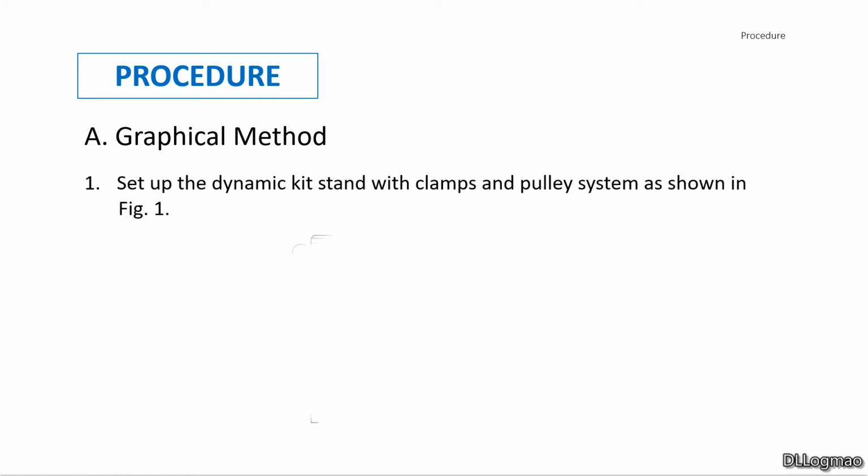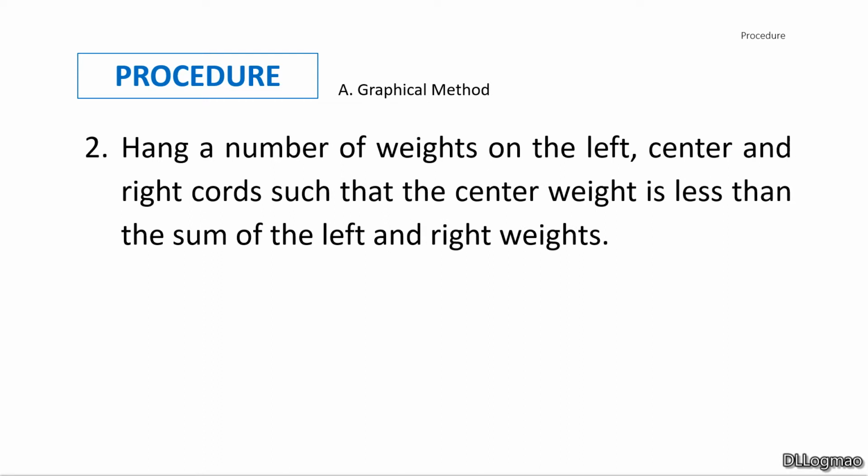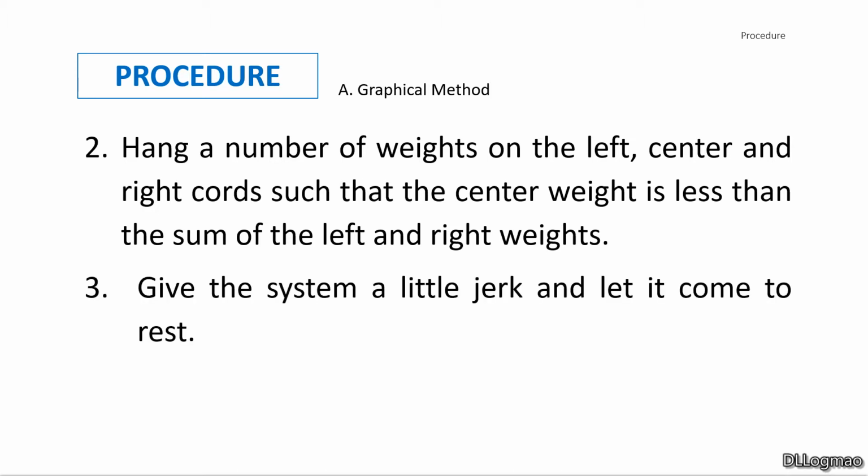First is to set up the dynamic heat stand with clamps and pulley system as shown in the figure. Hang a number of weights on the left, center, and right chords, such that the center weight is less than the sum of the left and right weights. Give the system a little jerk and let it come to rest.